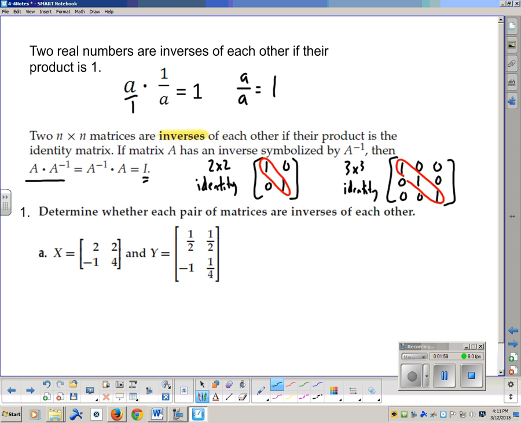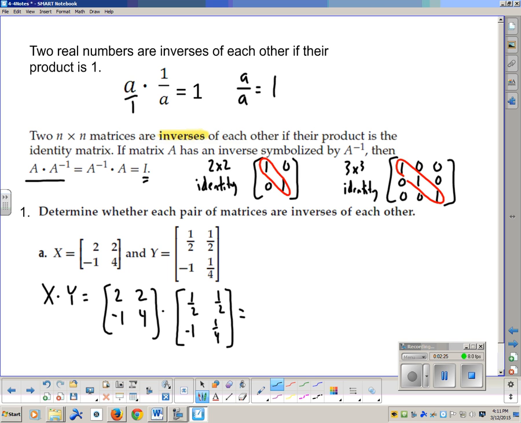So we want to determine whether each pair of matrices are inverses of each other. We can go ahead and multiply x times y here. So 2, 2, negative 1, 4. We're going to try to figure out if these two matrices are inverses or not. When we multiply those together, they should give us the identity matrix of 1, 0, 0, 1. That's what we said is going to happen.